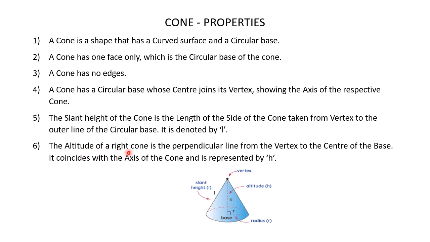The altitude of a right cone is the perpendicular line from the vertex to the center of the base. It coincides with the axis of the cone and is represented by H. Now let's understand all these properties of the cone with the help of this diagram of a cone. Now as you can see here, this cone has a curved surface and a circular base. Now this circular base is the only face of the cone. There are no edges in a cone. Now this is the center of the circular base. If a line is drawn from the vertex to this center of the circular base, this line would be the axis of this cone.